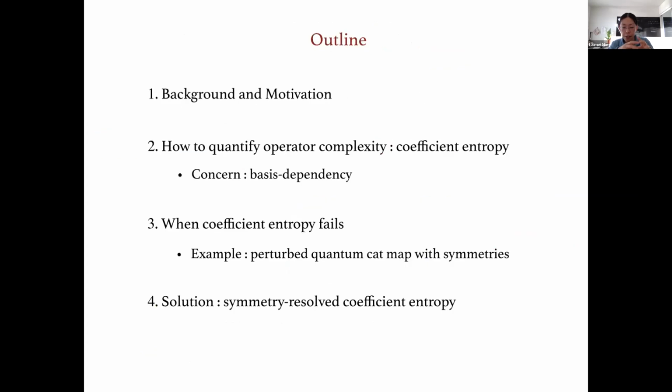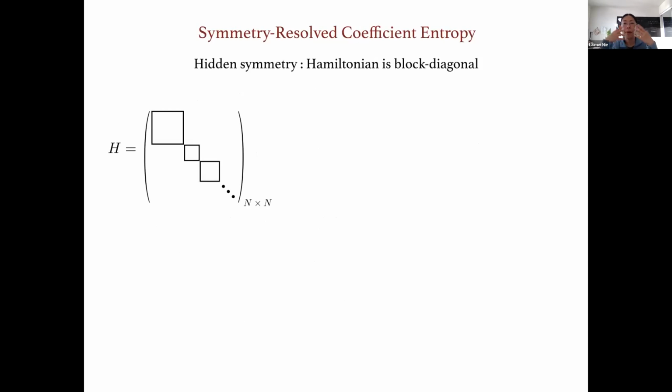And this brings us to the last part of the talk, which is a solution to this dilemma. So I will propose a modified version of coefficient entropy called symmetry-resolved coefficient entropy, so that we can better quantify operator complexity when there are symmetries. So we know that when there are symmetries, especially hidden or unknown symmetries, the Hamiltonian or the time evolution operator should be secretly block diagonal. So it should be something like this. The blocks don't have to be equal size.